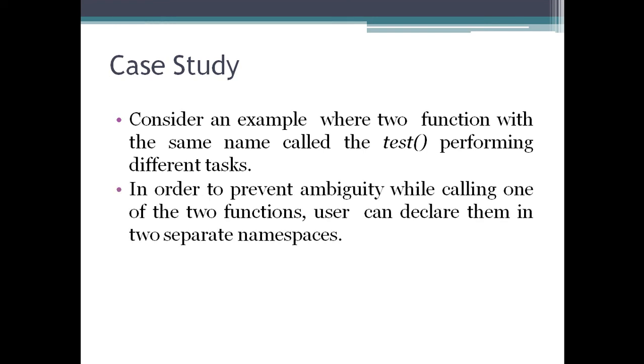If that is the case, if you are implementing two functions with the same name, called test, and each performs a different task, how can we avoid an ambiguity, how can we avoid a naming collision? In order to prevent that ambiguity or collision while calling one of the two functions, the user can declare them in two separate namespaces. Even if the user requires the same function name, the user has to define them in separate namespaces. The namespace concept is implemented for a common function name in different applications, just to avoid a collision. That is a very important case study.